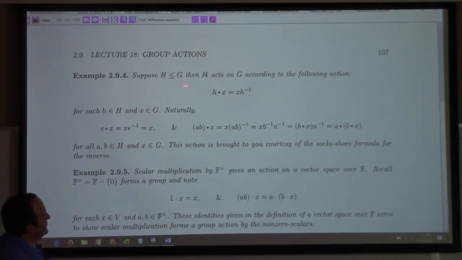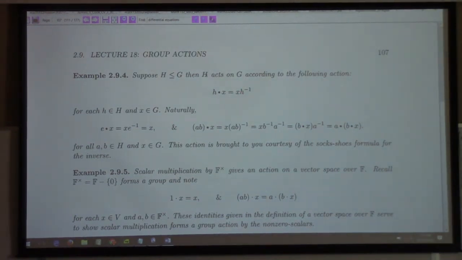So you can also look at this oddball group action. If you multiply on the right by h inverse, that will also satisfy the axioms. So you can take the subgroup and make it act according to this rule. That'll give you yet a different group action. And this time, what would the orbit be of x? The left coset. It would be xH. That would be the orbit for that one.